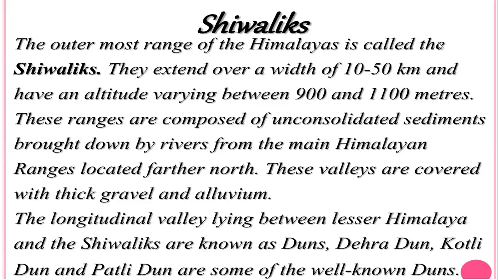These valleys are covered with thick gravel and alluvium. The longitudinal valleys lying between the Lesser Himalayas and the Shivalik are also known as duns. Dehradun, Kotli Dun, Patli Dun are some well-known duns. Okay, so you will name any one dun for the Shivalik. There are three comments I want.